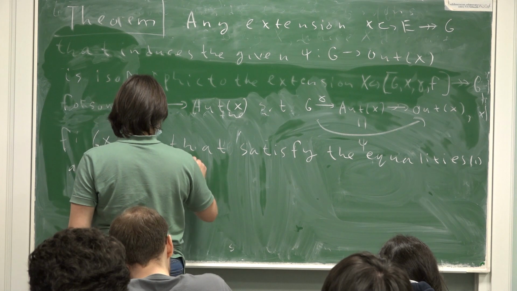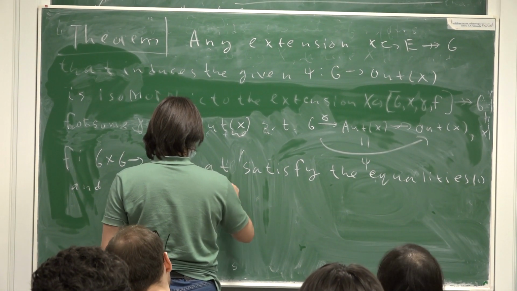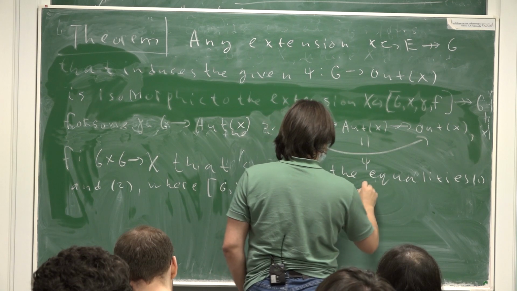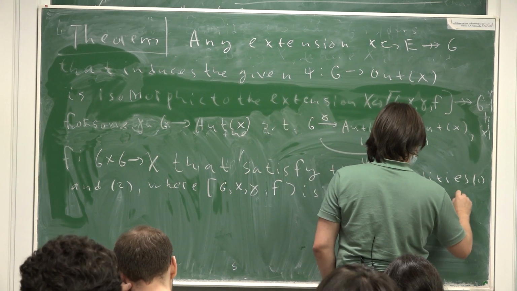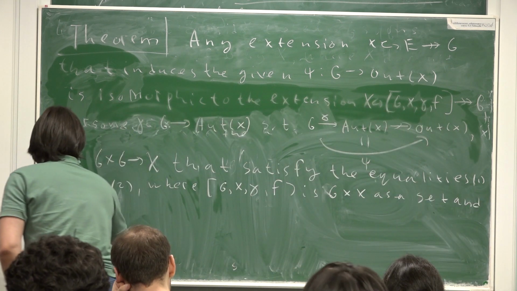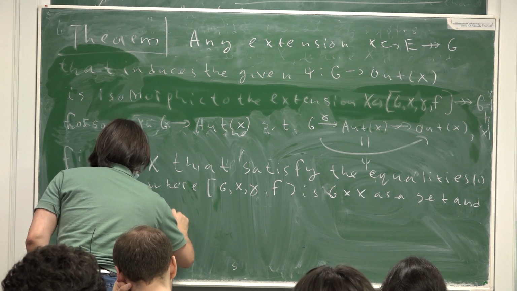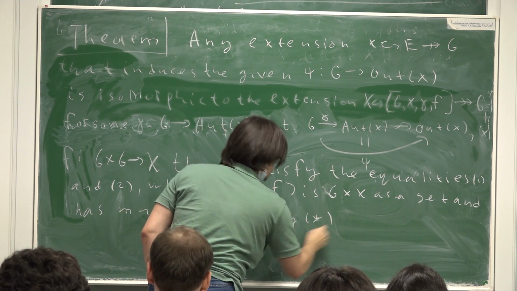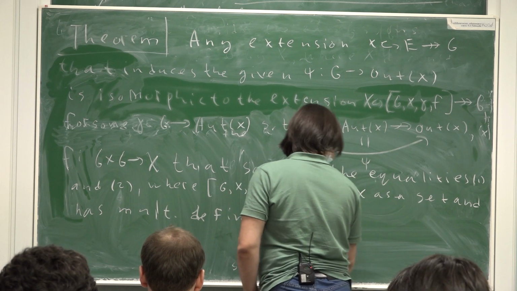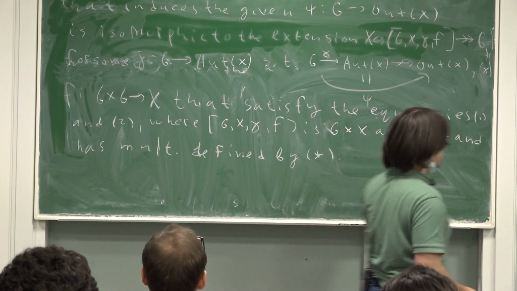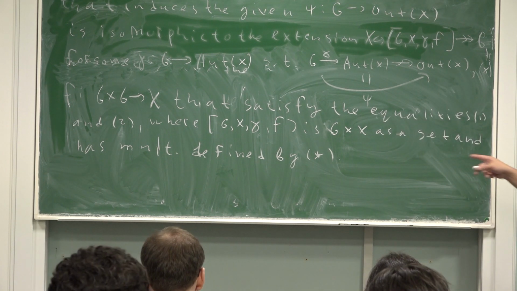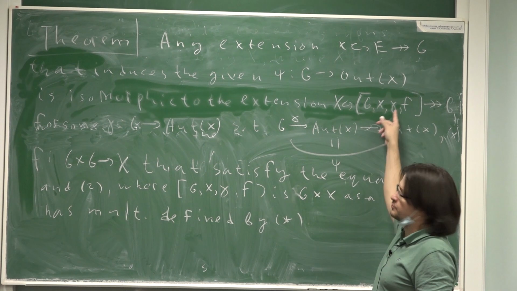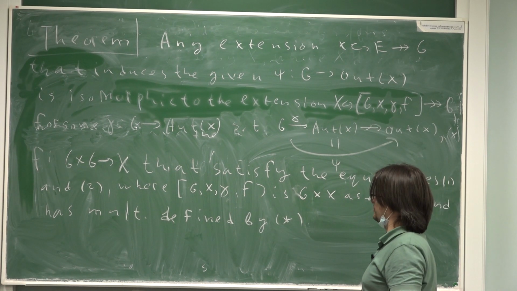Where G X gamma F is G times X as a set and has multiplication defined by star. This is what we have proved. And as before, this map and this map are simply projection onto the first component and inclusion of the second component that correspond to this presentation as a set.